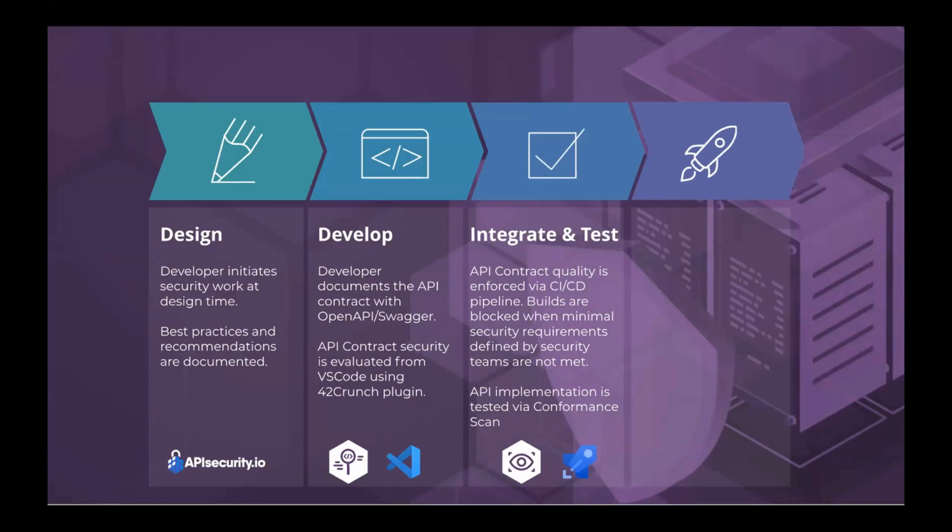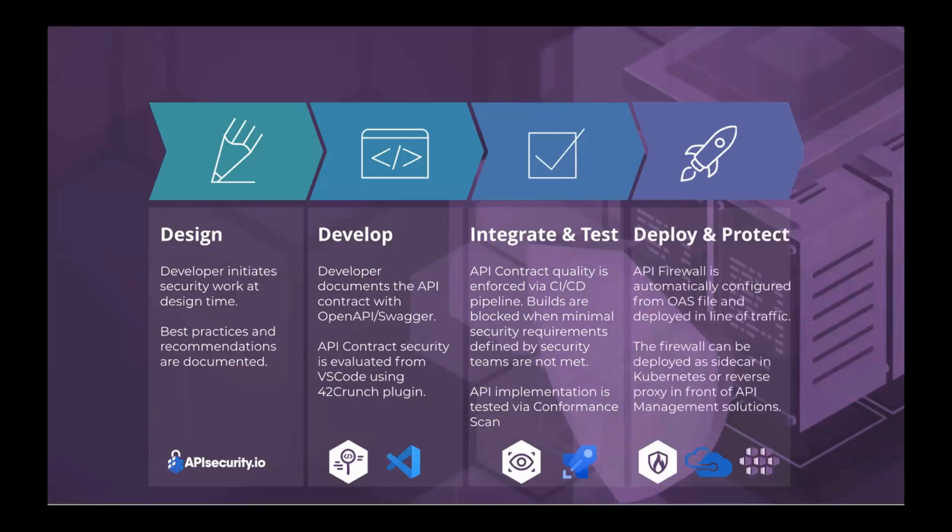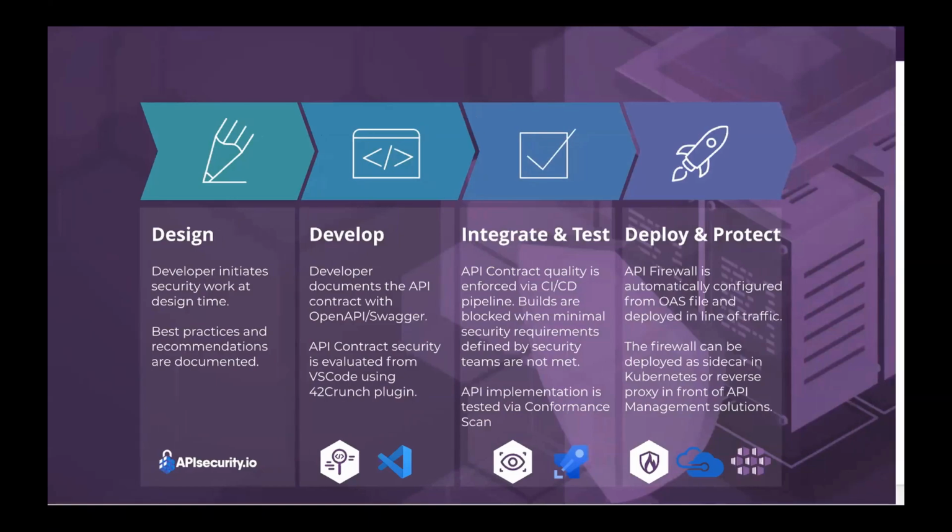And finally, if we pass that stage, then we can automatically deploy protection in front of our API by deploying our API firewall, which will sit in front of your API, either as a sidecar if you're using something like Kubernetes, or as a normal reverse proxy in front of existing management solutions. So here it can be deployed on AKS in the Azure world, or in front of Azure API Management. So that's the full picture of the platform.